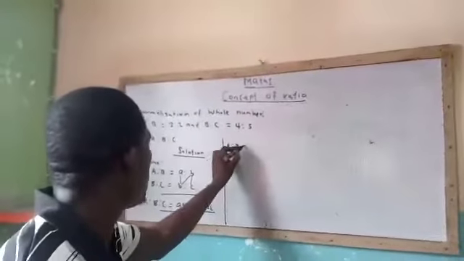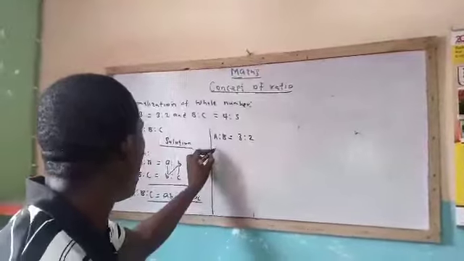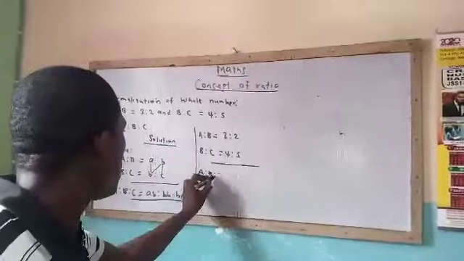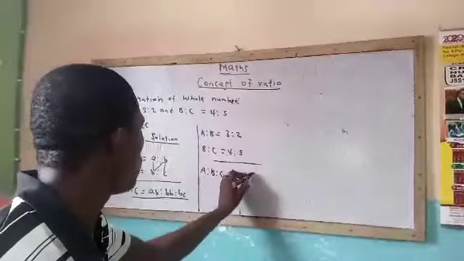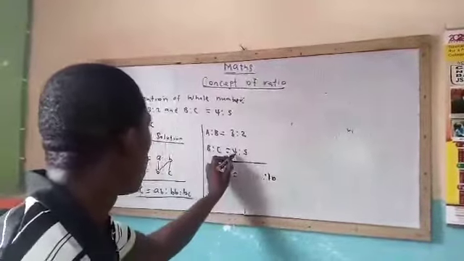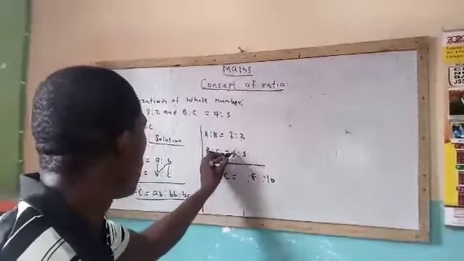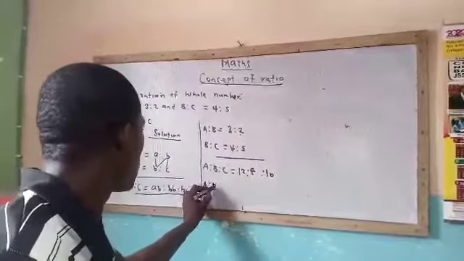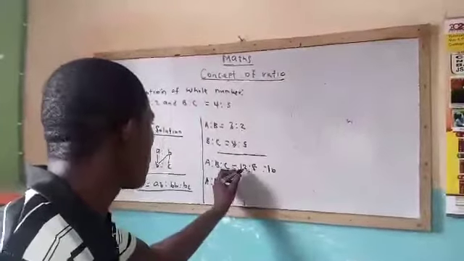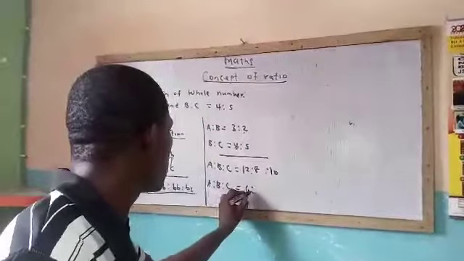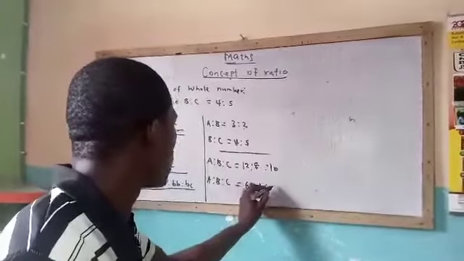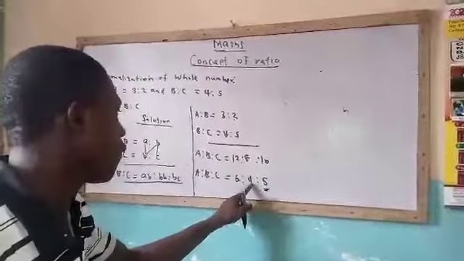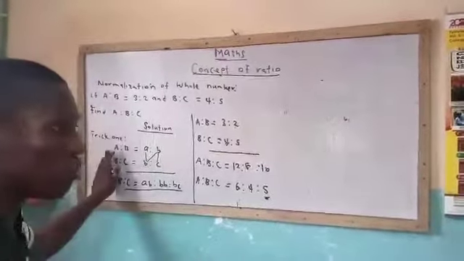From the exam question, we're given A ratio B is 3:2 and B ratio C is 4:5. So let's follow our trick. A ratio B ratio C is what? 5 times 2, that gives us 10. 4 times 2, that gives us 8. 4 times 3, that gives us 12. Now, let's reduce this. Since 2 can go into all of them, we have 6, 4, and 5. So our final answer is 6:4:5. That's if you are using trick 1.